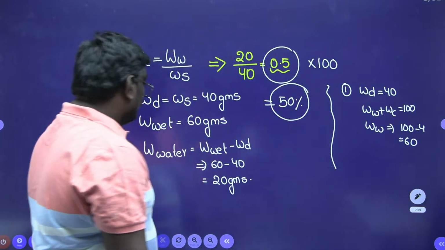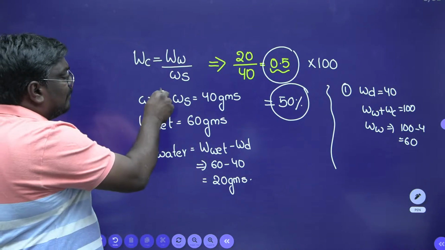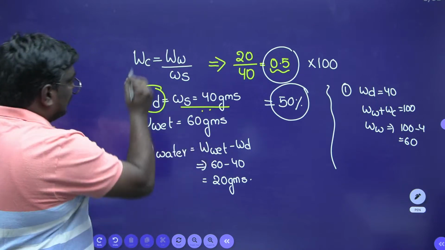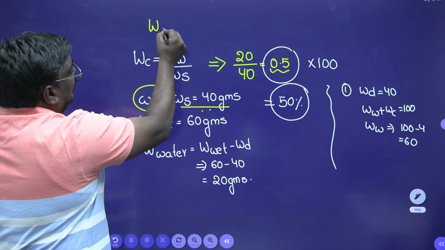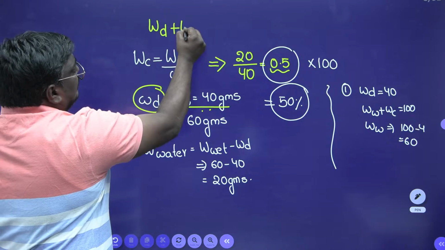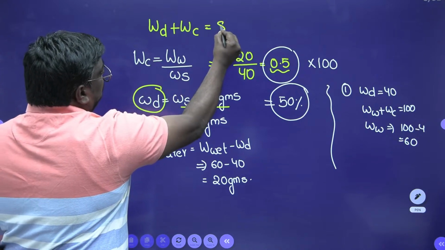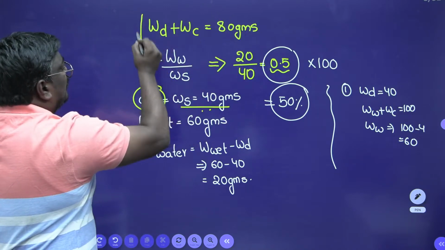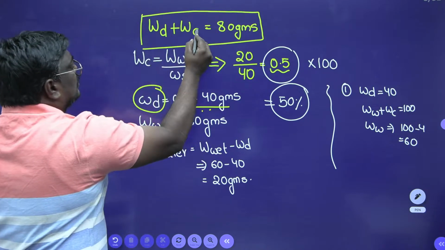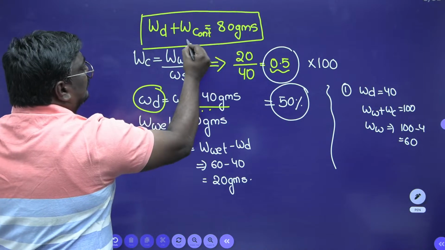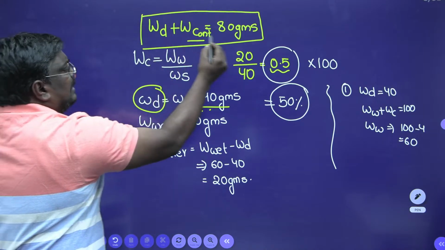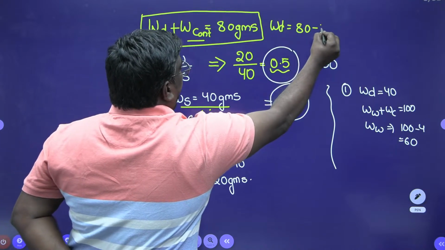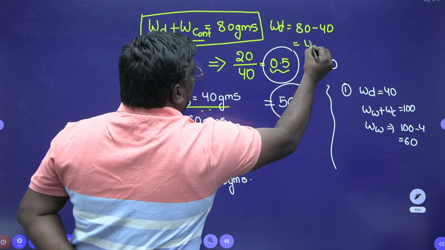And one more thing students, if they have not given the weight of dry soil as 40 grams, they might have given it in the problem like this: weight of dry soil plus weight of container is 80 grams. Actually, this is what they have given in the problem. I have written directly, weight of dry soil plus WC, meaning weight of container. So here the weight of dry soil, meaning total weight 80 minus container weight 40 grams, so the dry weight is 40 grams.